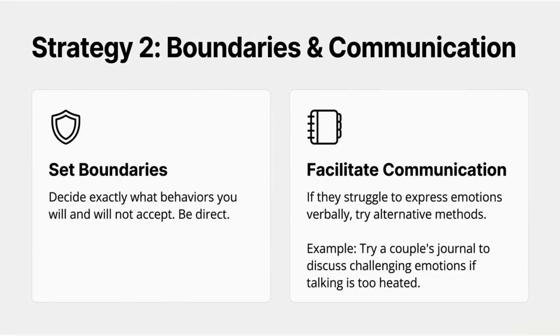And the second strategy involves boundaries and communication. You've got to set clear boundaries about acceptable behavior and facilitate real communication based on curiosity and really hearing the other person. If verbal expression is a struggle, try alternative methods like a couples journal or just taking a walk and having a conversation while being outside of the environment where the conflict exists.